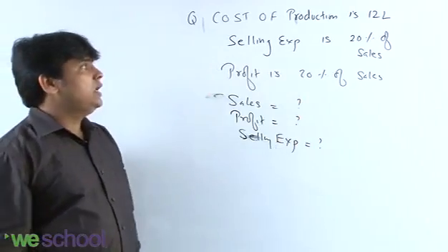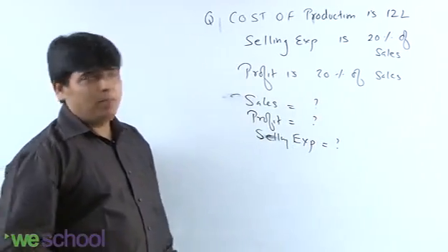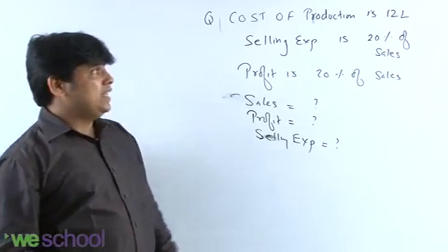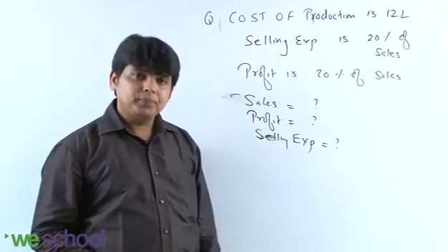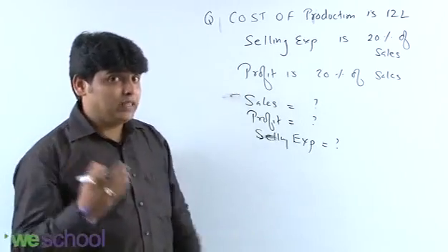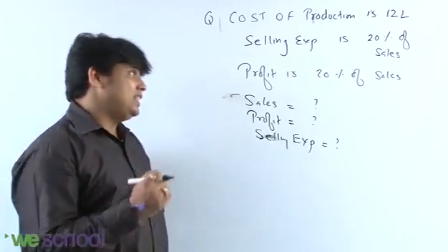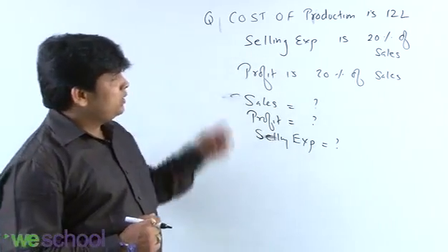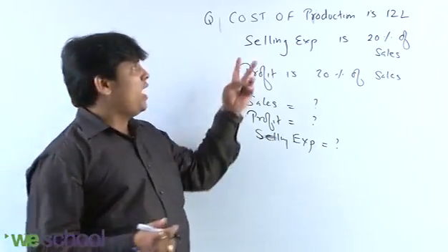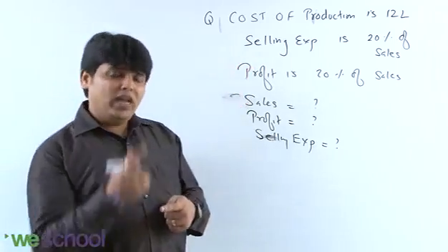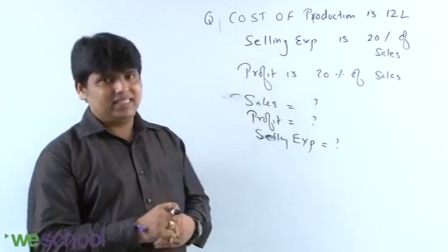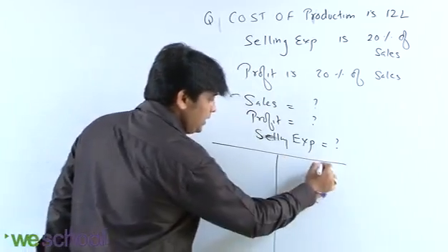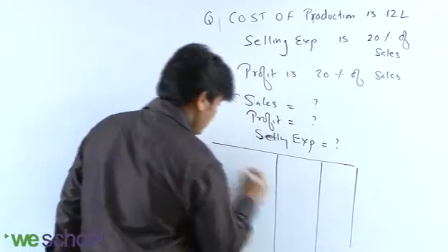So in this question, I have just given you this small example that cost of production is 12 lakhs. Selling expense is 20% of sales, be careful, 20% of sales, profit is 20% of sales. Now, after cost of production, if you add selling expense, you will get total cost. To that total cost, if you add profit, you get sales. Yes or no?